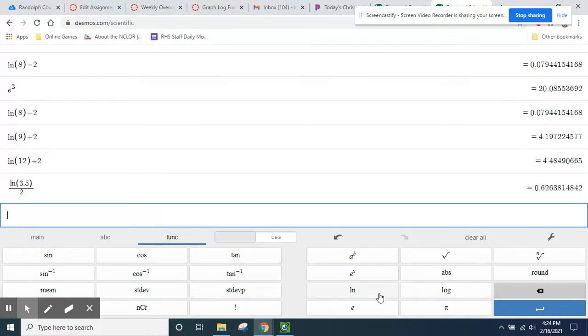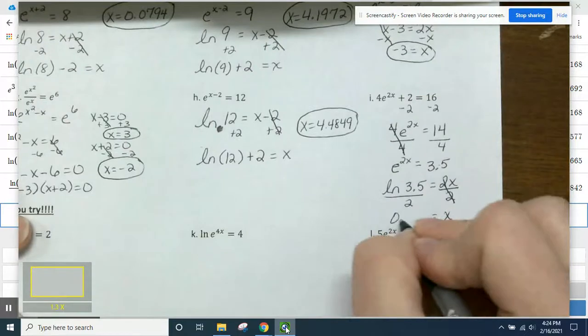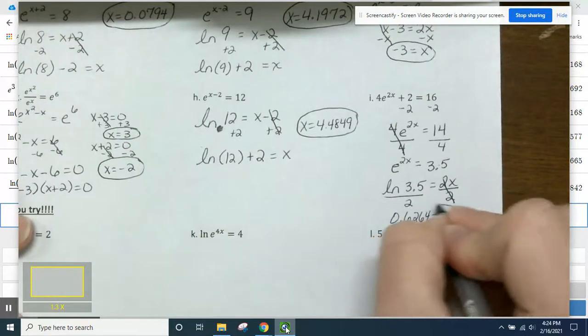And we get 0.6264. 0.6264 will be our answer.